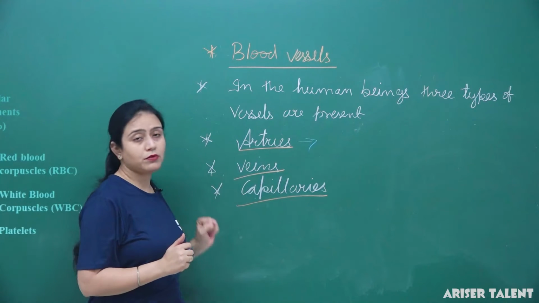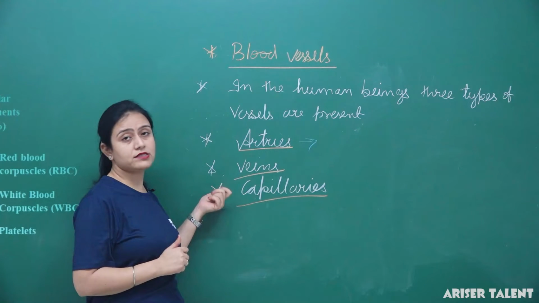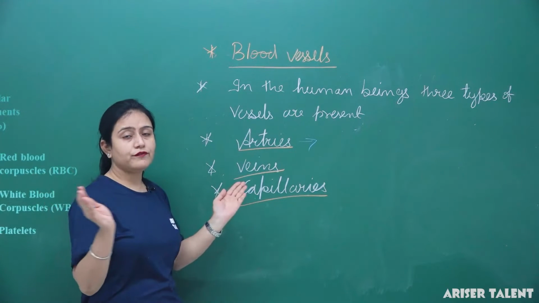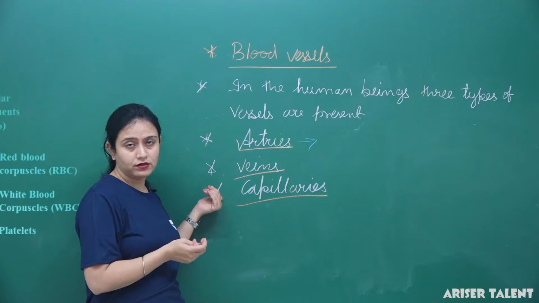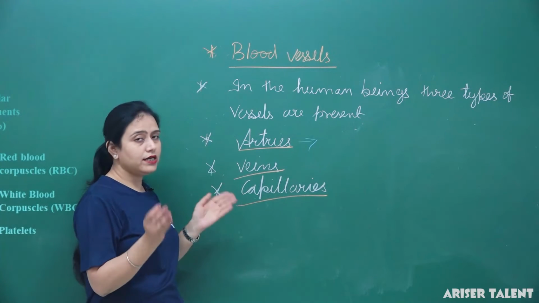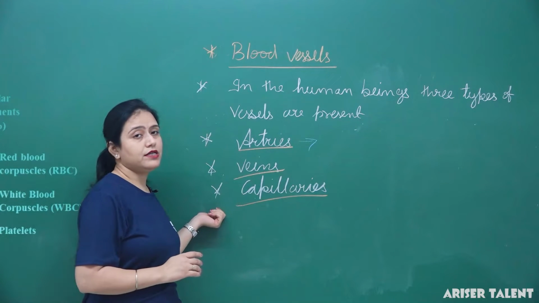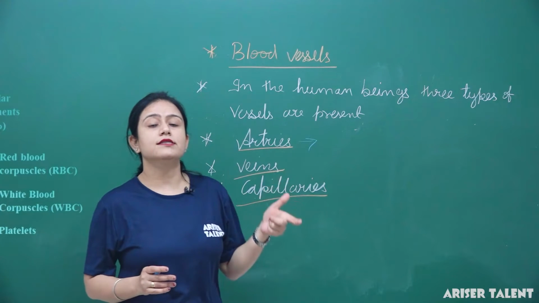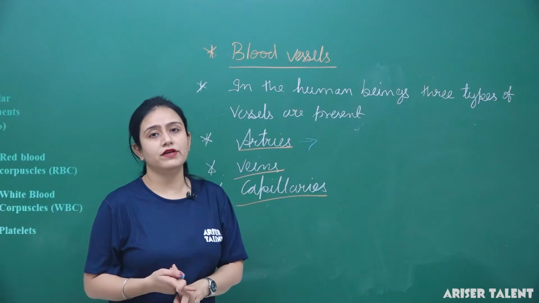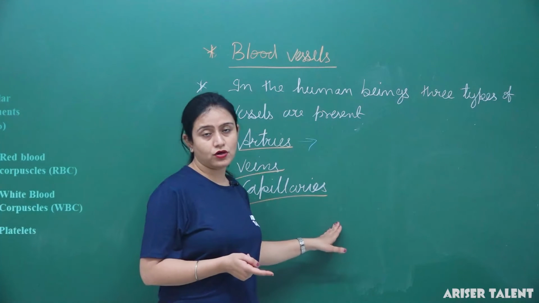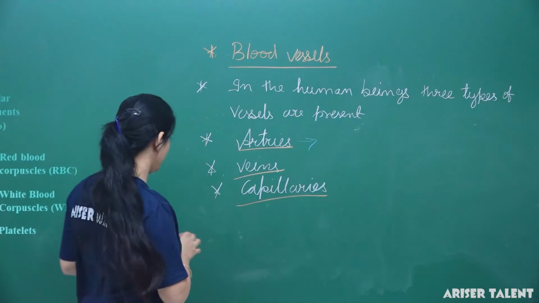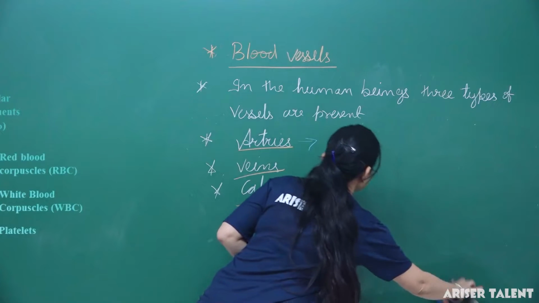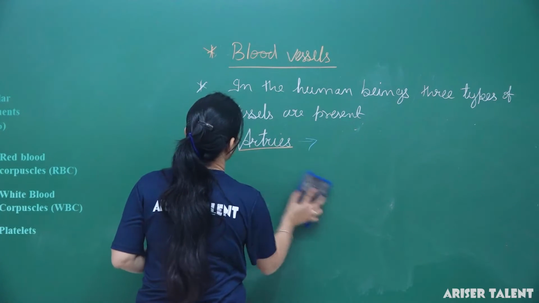Fine. If we talk about veins, then these veins carry the blood from different parts of the body to the heart. Okay, they are thin walled, and less elastic. Capillaries, if we talk about the capillaries, then these capillaries are the smallest blood vessels. They lack the muscular wall, but they are lined by the squamous epithelium. Fine, so let's talk about them in detail. First of all, we are going to write about the arteries.